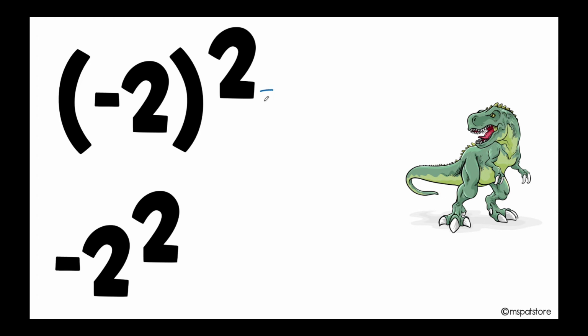So I am going to repeat negative 2 twice, all right, because of the exponent. So I do negative 2 times negative 2. You see, T-Rex was able to hold the whole parentheses and the sign just stuck to the parentheses, right? So I do negative 2 times negative 2, which is positive 4, because when you multiply integers with the same sign, your answer will be positive, okay?